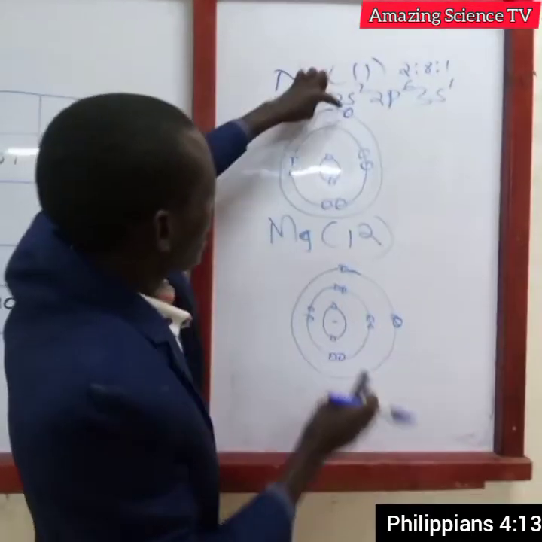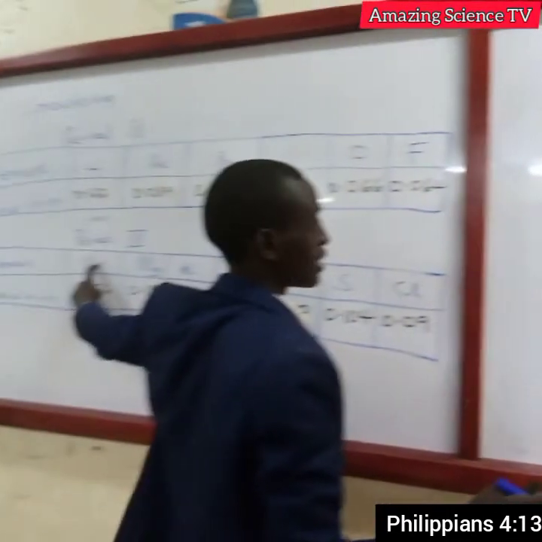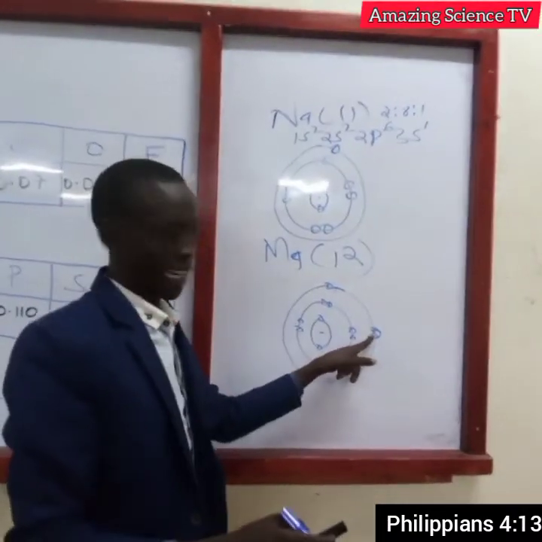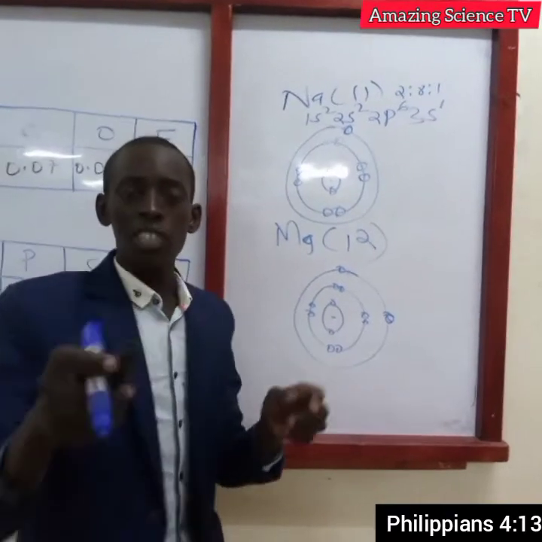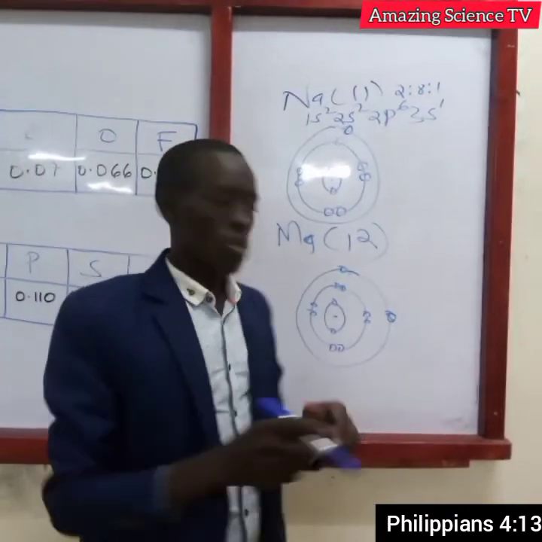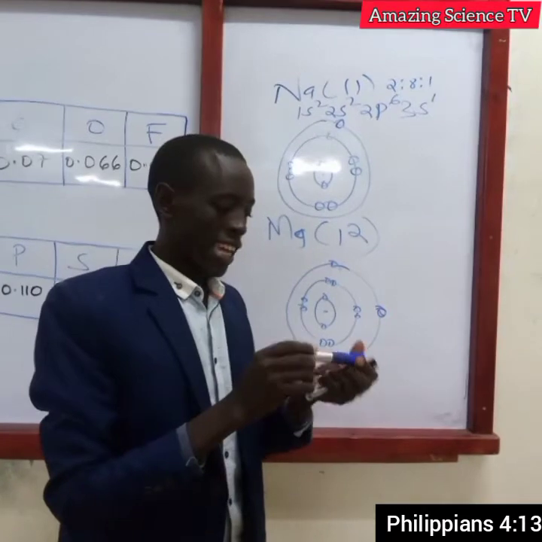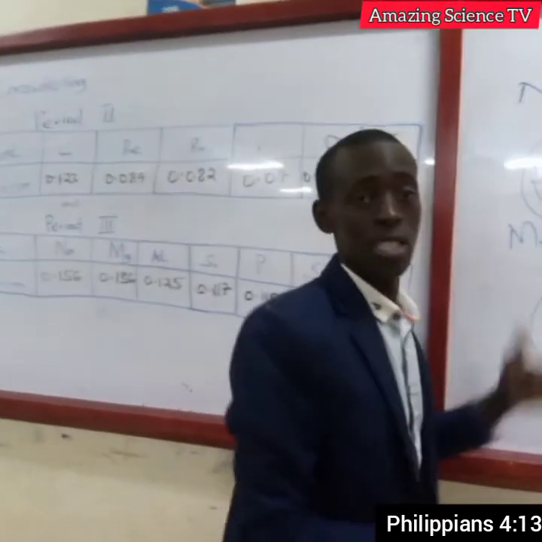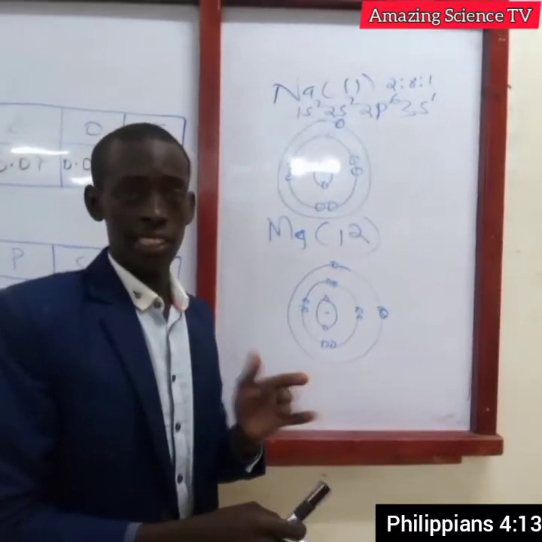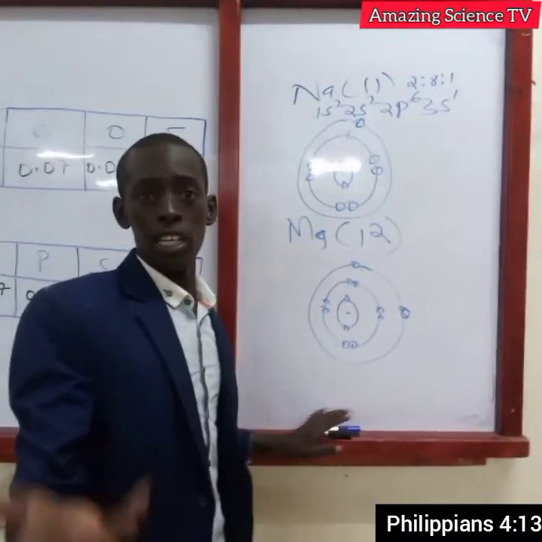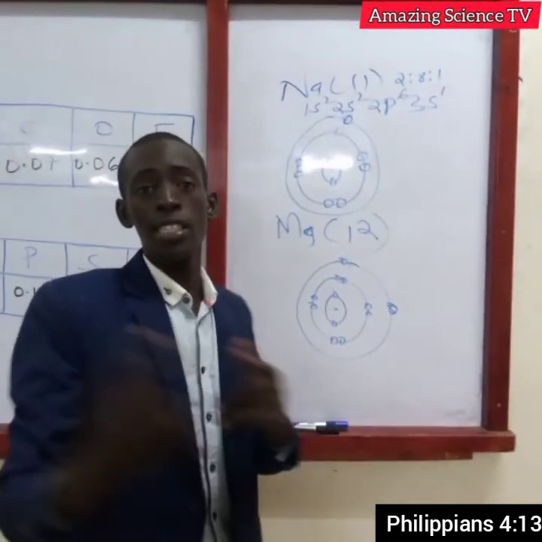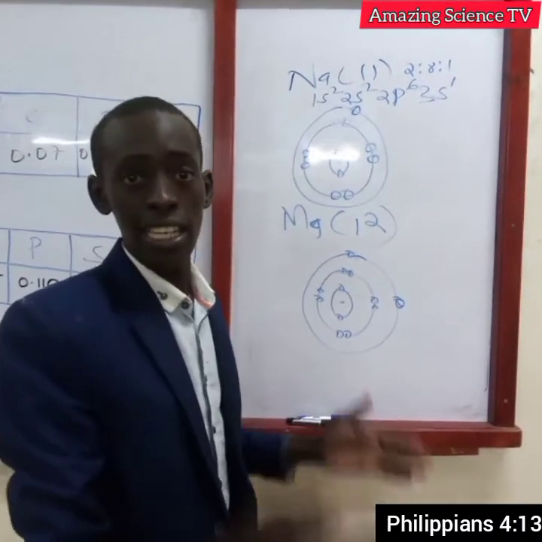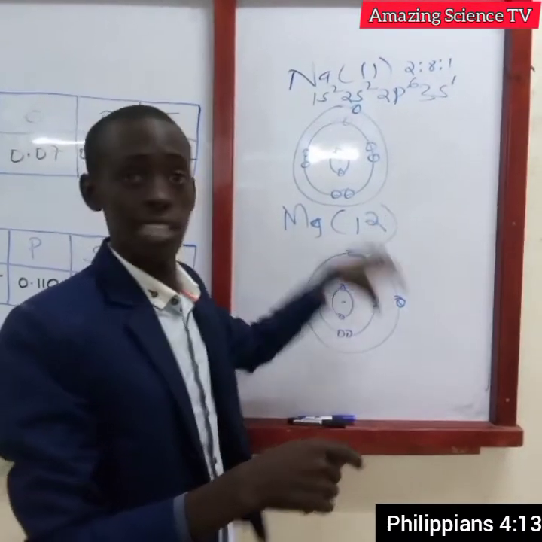So you see that as we have moved from one element, sodium, to magnesium, an electron has been added, but the electrons are being added to the same shell. So an electron is added to the same shell as we move from one element to another across the period, left to right. And that has an effect on the screening effect. The screening effect almost remains constant since the electrons are being added to the same shell.